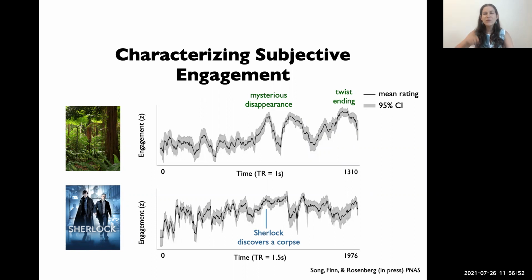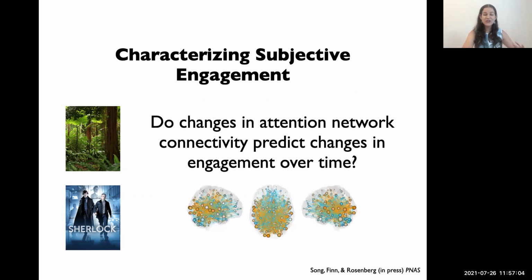So now that we have these measures of group average engagement, we can use them as a quote unquote ground truth measure of how attentionally engaging the narratives are over time. And we can ask, do changes in attention network connectivity, so the same sustained attention networks that I've presented earlier, predict changes in group level engagement over time?